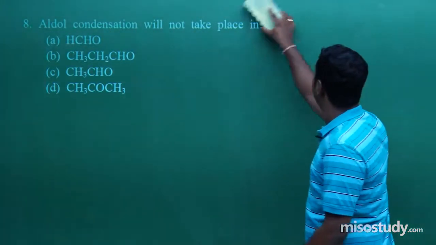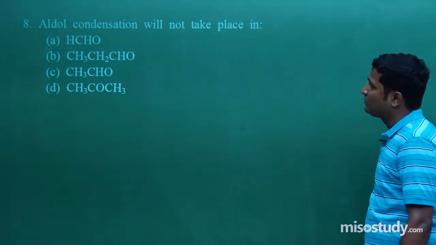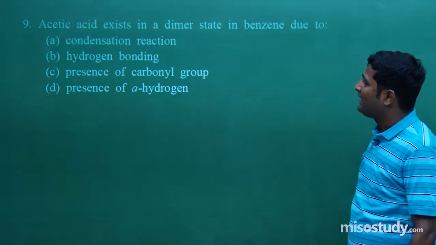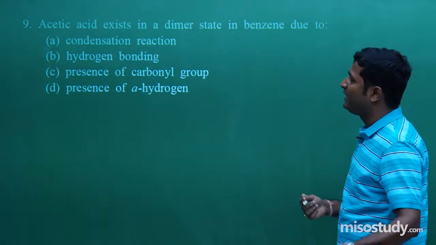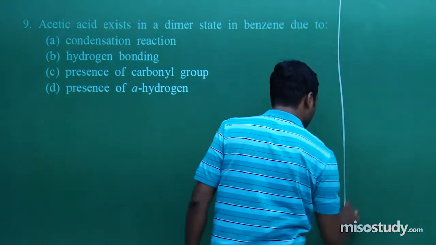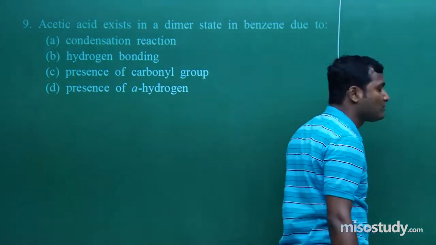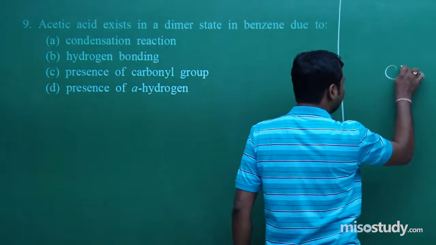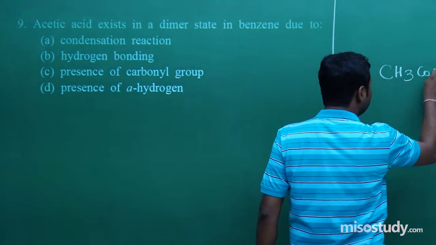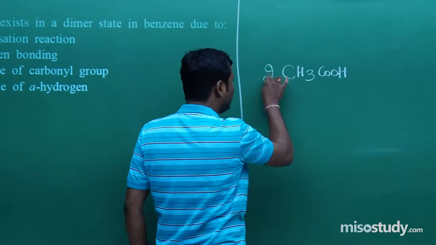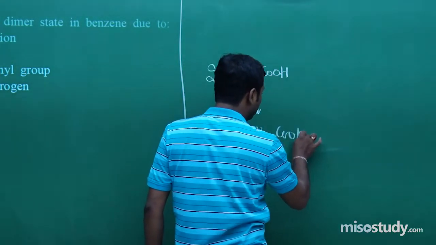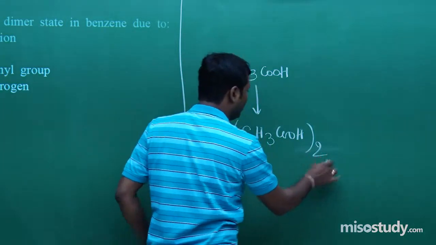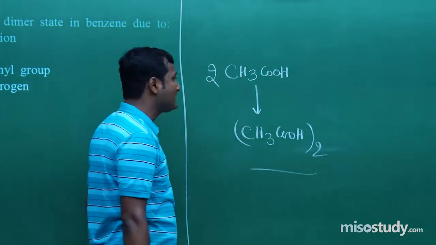Let's move to the next question. The next question is question number 9. Acetic acid exists in dimer state in benzene. This is one of the simplest questions and completely conceptual. What is acetic acid? That is CH3COOH. It generally exists in dimer form, CH3COOH whole twice. Why? What is the reason behind it?